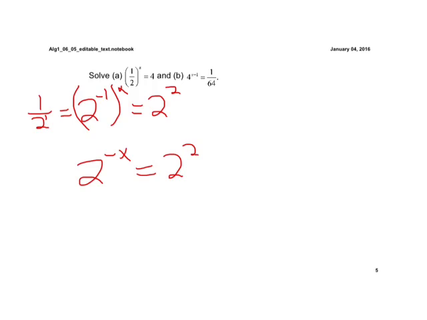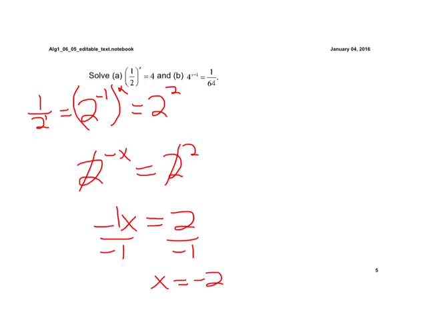We have like bases. Okay, that's what we had to get to. Now we can ignore them. Set our exponents equal to each other. Negative x equals 2. Remember, that's the same as a negative 1 out there. Divide by negative 1, divide by negative 1. X equals negative 2. Alright, so again, we cannot do anything until we have like bases. There's a bunch of tricks. We'll talk about more of them in class, but we got to rewrite those bases to be the same.